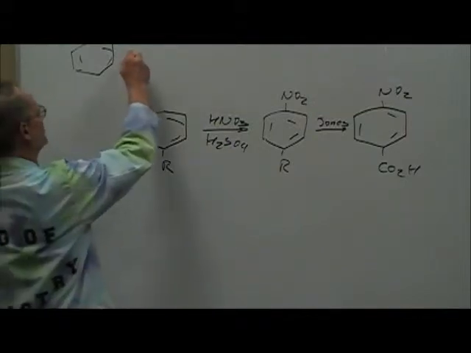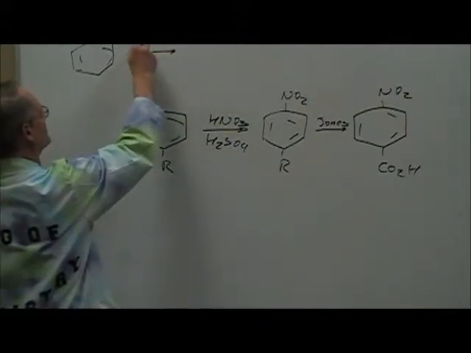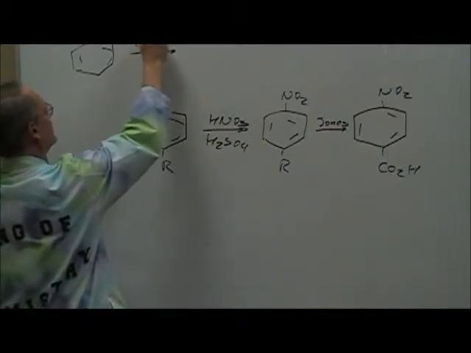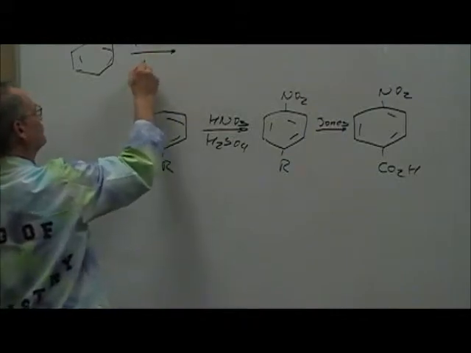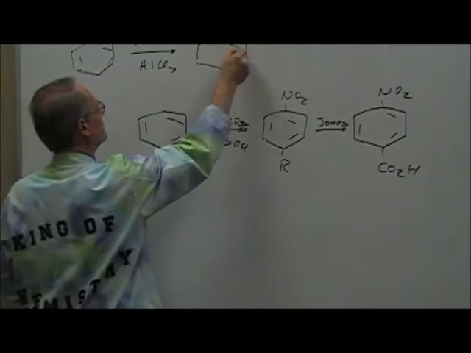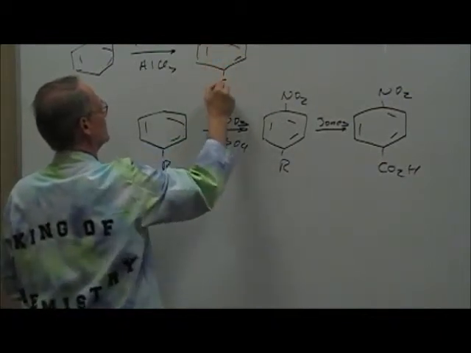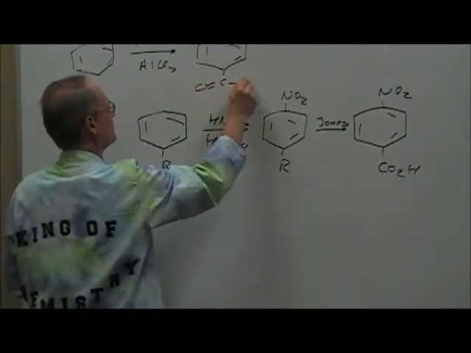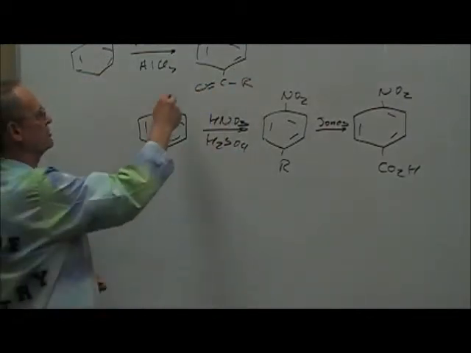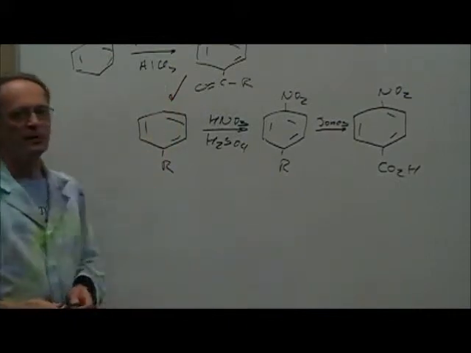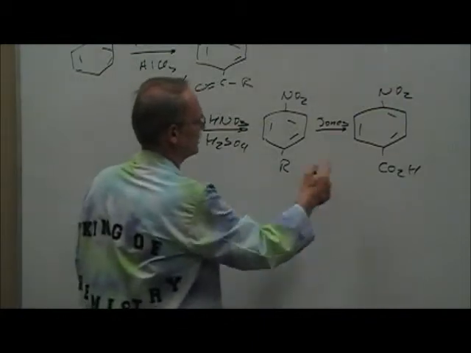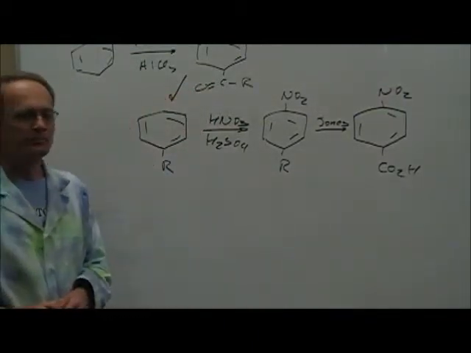Well, what we would do would be to initially do a Friedel-Crafts acylation with perhaps some R group on a C double bond O with a chlorine and aluminum chloride. That would give us the acylbenzene, or a phenyl ketone, if you will, and then we use the Wolff-Kishner or the Clemmensen reduction to turn that into an alkyl group without the C double bond O. Then we do the nitration and the oxidation, and we get the product that we want.